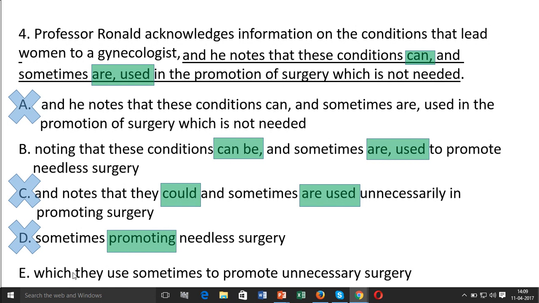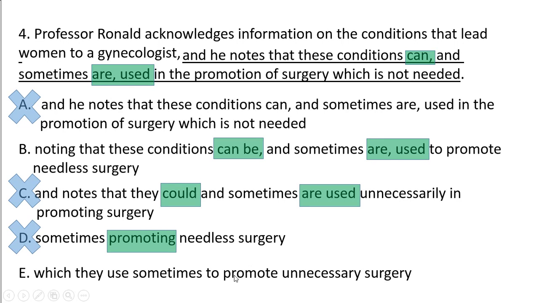Here, what should be here? You can automatically see that which is incorrect. Why? Because it is modifying gynecologist and gynecologists use. Again, use of the they, it's called incorrect sense. Why? Because which and they both are pronouns, and two pronouns for the one purpose is incorrect use. So we can eliminate E. It means B is the correct choice.